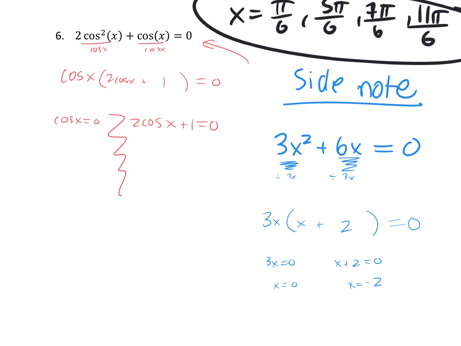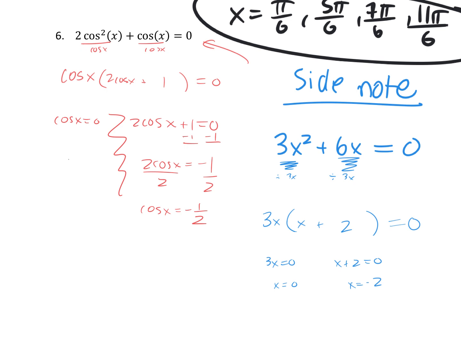So luckily on the left side there, the cosine of x is equal to 0. That's already solved for us. On the right side, a little bit of solving there. Subtract 1 first, then divide by 2. So we end up with the cosine of x is equal to negative 1/2. Okay, so now we bring in our triangle.